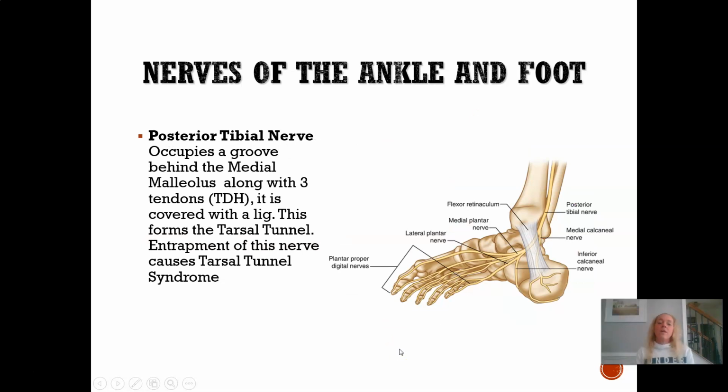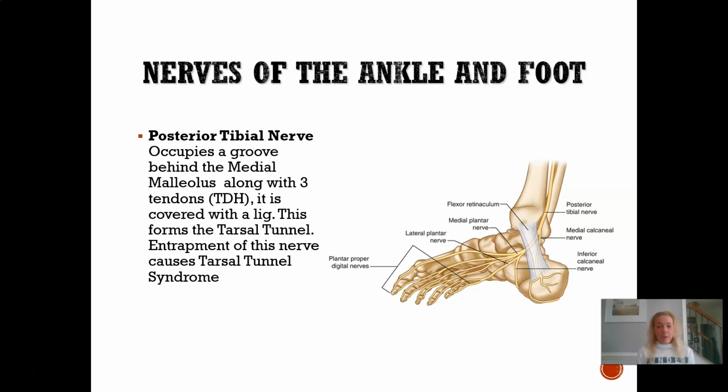A branch of that nerve is then the posterior tibial nerve, which goes behind the medial malleolus along with the three tendons, Tom, Dick, and Harry, and then it's covered with a ligament that forms the tarsal tunnel. So entrapment here can cause tarsal tunnel syndrome.